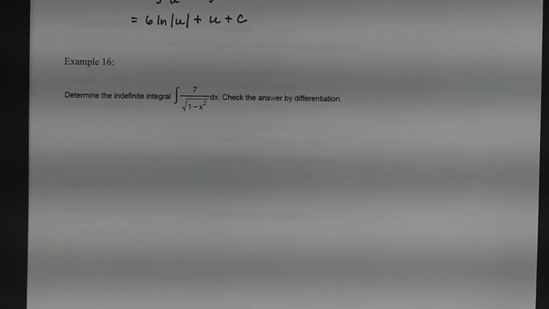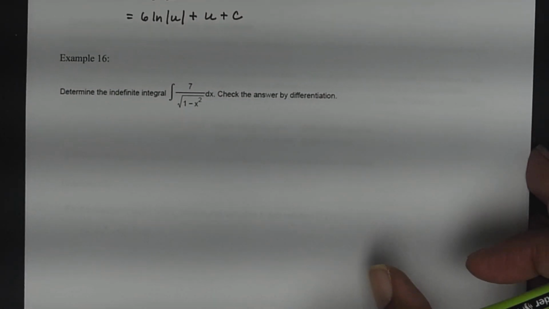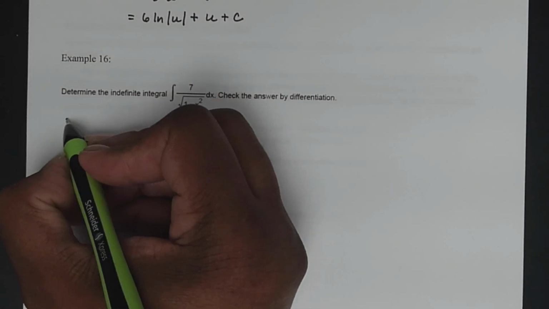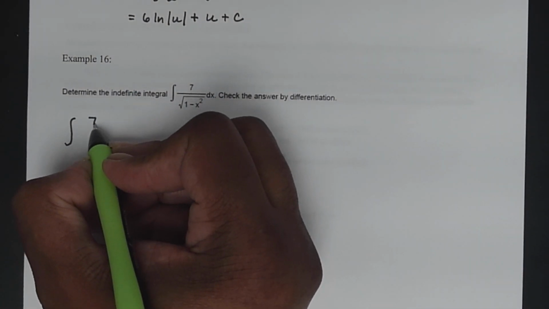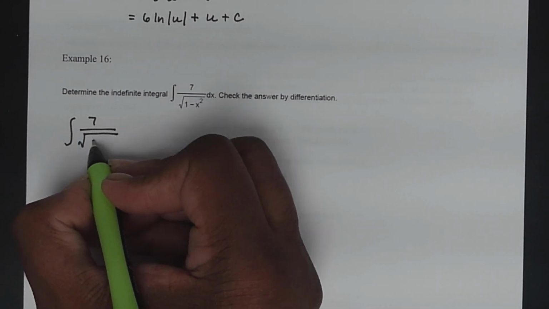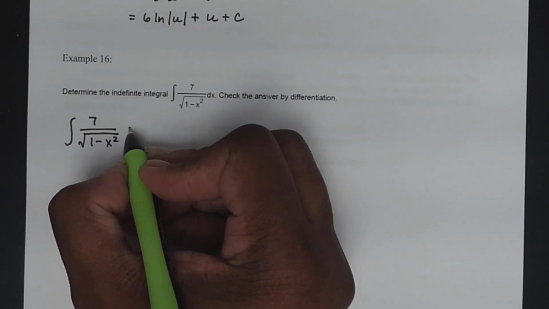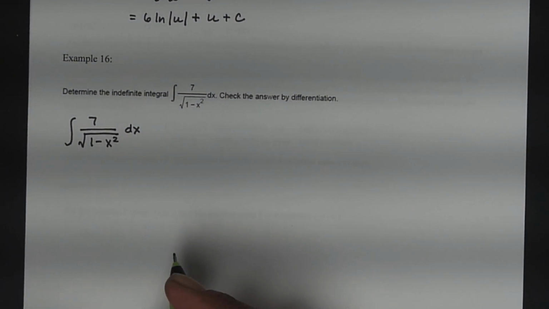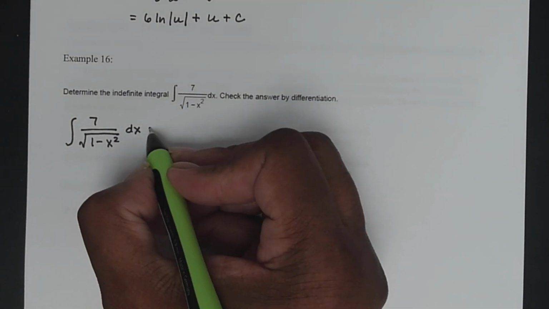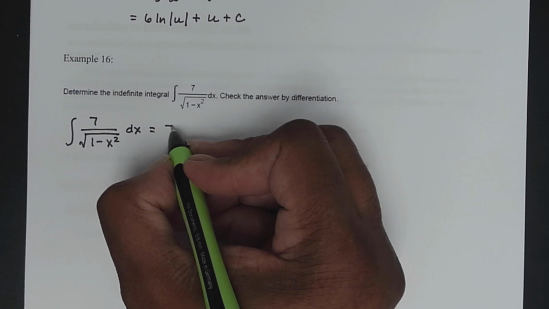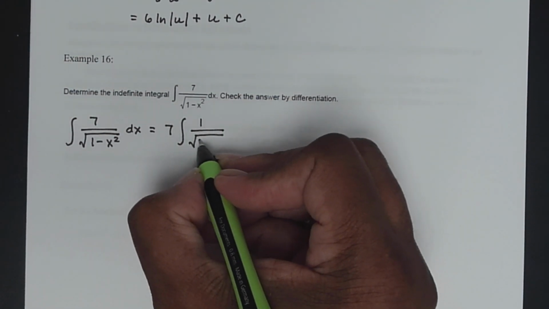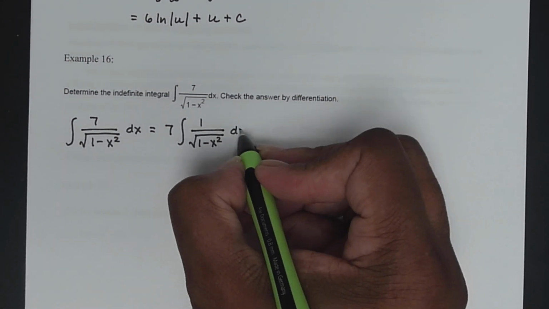Okay, example 16. Let's say we want to determine the indefinite integral here. And again, I'll leave the check up to you if you like. Let's say we got the integral of 7 divided by the square root of 1 minus x squared dx. Let's do this. That 7 is a constant, so I can pull the constant out in front. So it'll be 7 times the integral of 1 divided by the square root of 1 minus x squared dx.